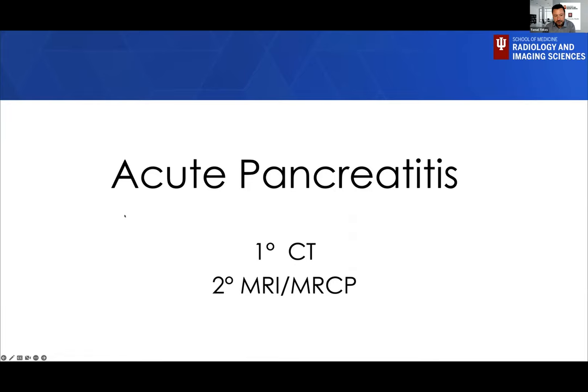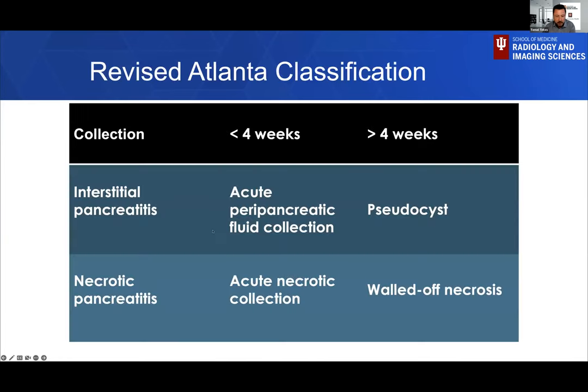In acute pancreatitis, we'll talk about CT primarily. I think CT is the primary imaging modality for acute pancreatitis, but MRI and MRCP have a role as well. And you probably know about the revised Atlanta classification. We use this in interpretation of the radiologic images as well. It separates the fluid collections before and after 4 weeks, and also whether the pancreatitis is interstitial or necrotic. And the contrast-enhanced imaging studies are the main modality to tell whether the patient has interstitial or necrotizing pancreatitis.